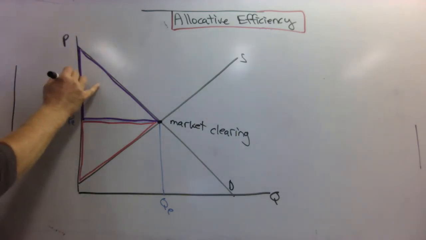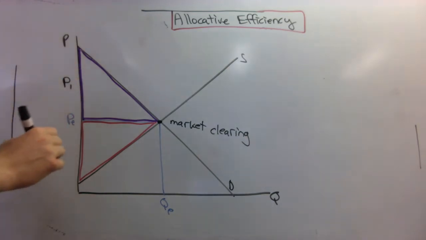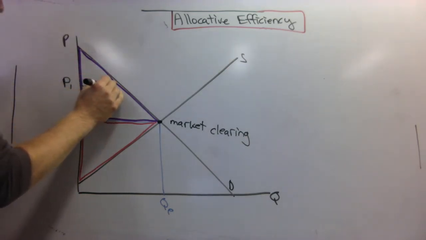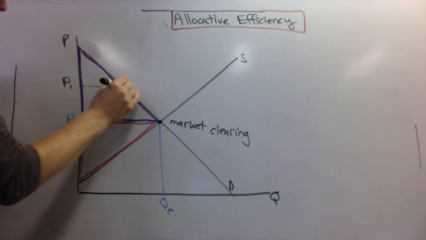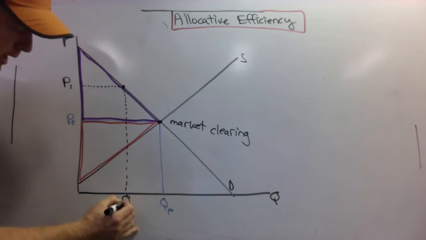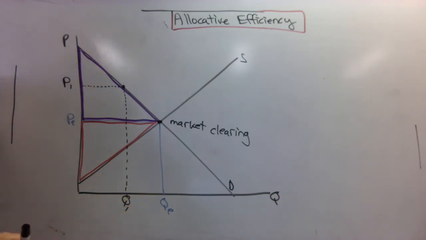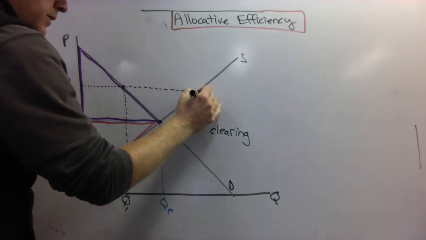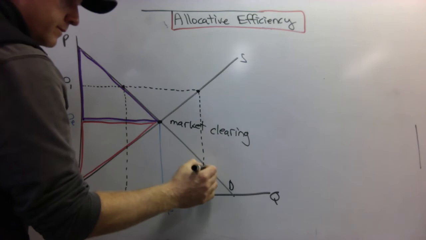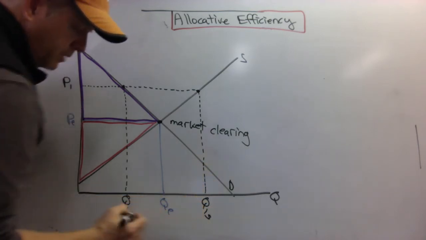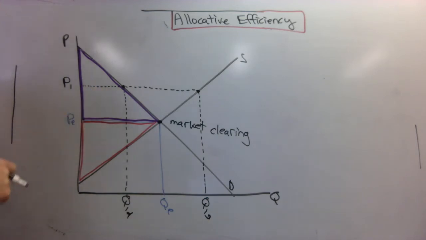Let's take this price. I'm going to call it price 1. At price 1, if we follow the line over, there's a willingness and ability to purchase this quantity of the product by the market, and there's a willingness and ability to sell this quantity of the product. So Q1 supply, Q1 demand, price 1.